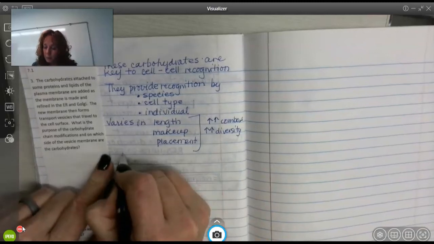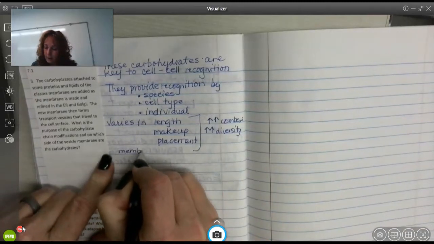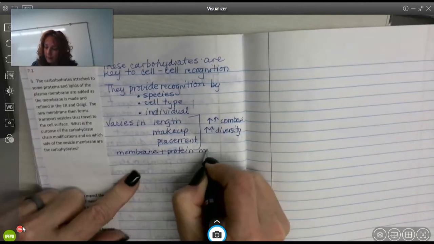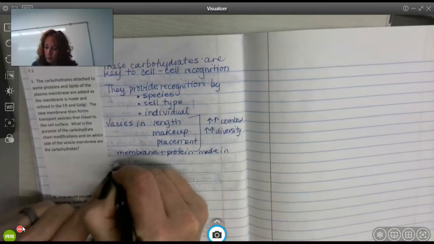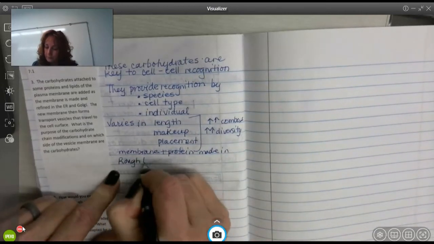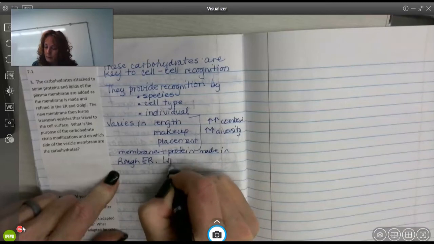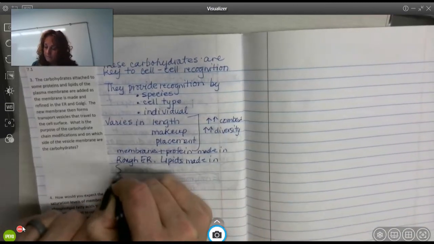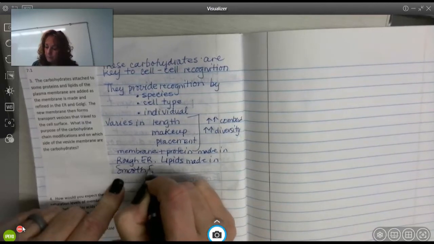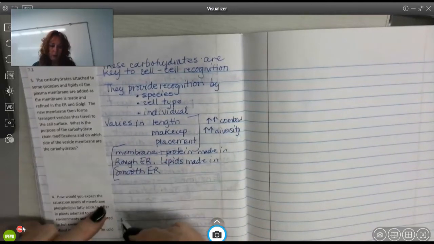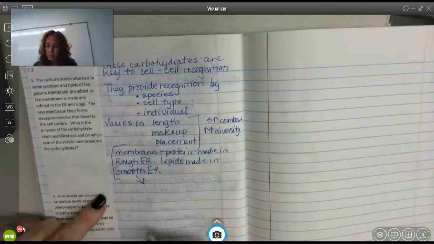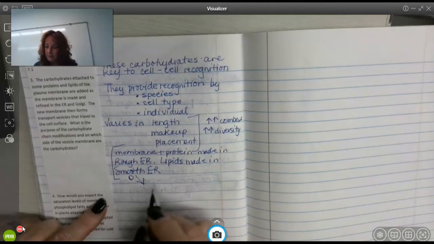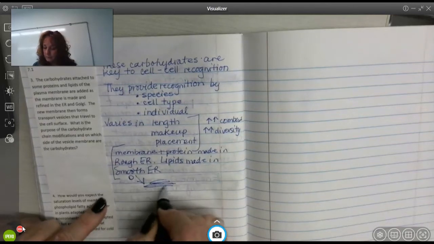So the way this would work is that the membrane and the protein would be made in the ER, the rough ER. The lipids are made in the smooth ER. So once you've made those, they're going to then be transported in a vesicle to the cis phase of the Golgi.